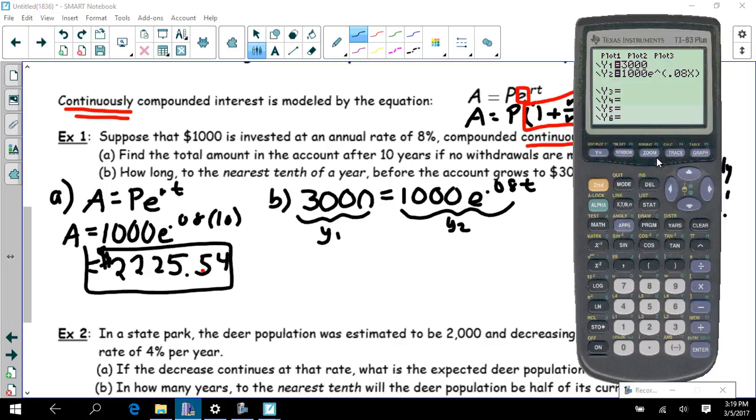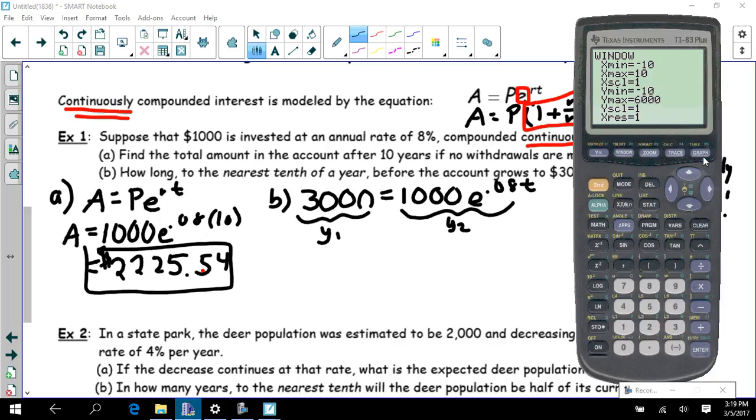Remember, I always want you to go Zoom Standard first, but we're going to see nothing because I'm looking for 3,000. I'm only going negative 10 to 10 right now. So I need to change my window. What do I want to change in my window? Ymax for sure. So go down to Ymax. Since I want to see 3,000, let's make it 6,000.